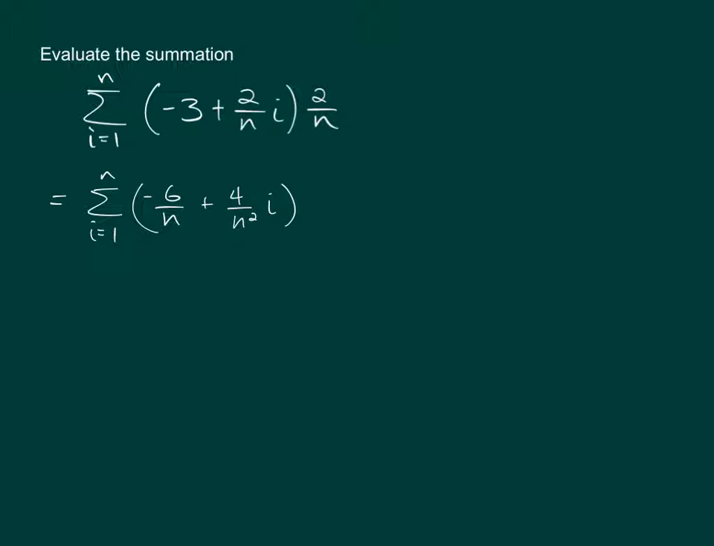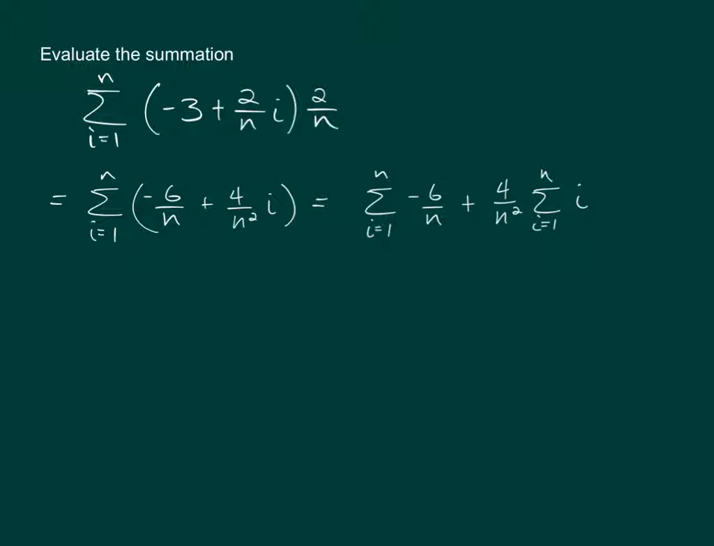So using the sum and difference rule and factoring out any constants, the constant rule, we can separate this sum to look like this. This will be the sum as i goes from 1 to n of negative 6 over n plus 4 over n squared times the sum as i goes from 1 to n of i.